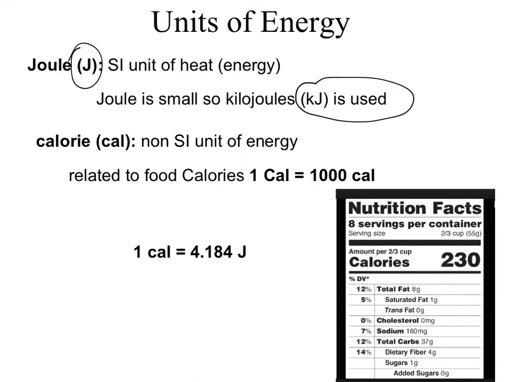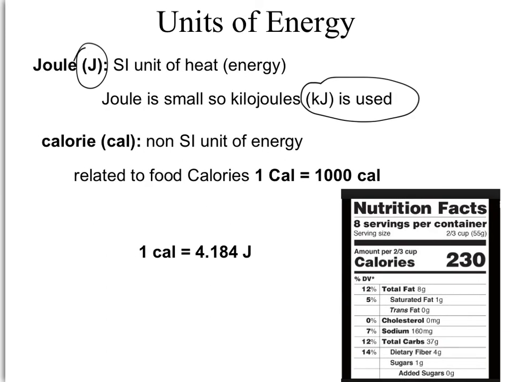The calorie is actually a non-SI unit of energy, and it's related to the food calories that we look at. So 1 Calorie, or the Calorie that we see on a package, with a capital C, is actually equal to 1,000 cals, or calories, little calories. All right. This interrelationship right here, 1 calorie is equal to 4.184 joules.